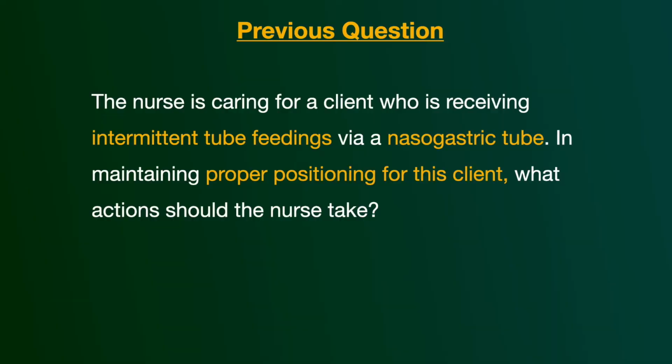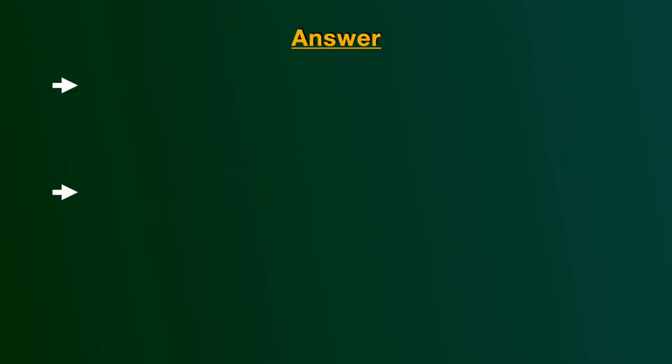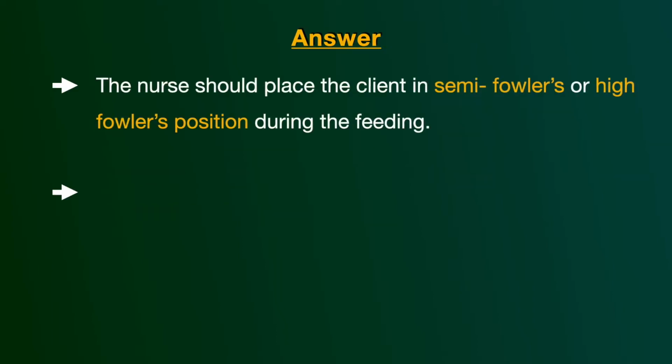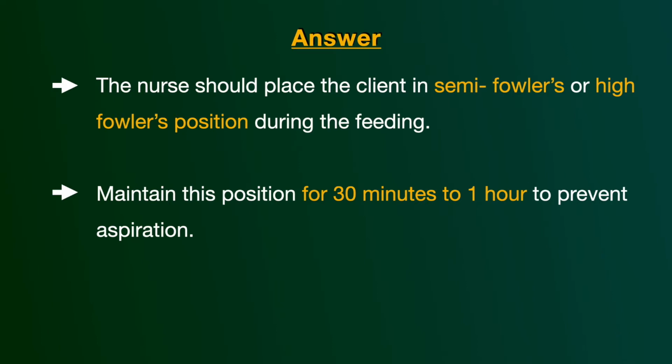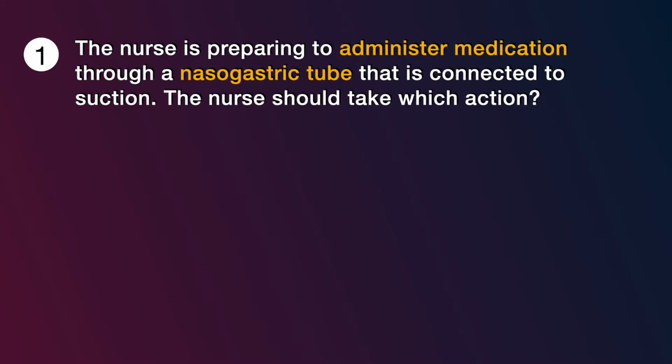So the question was, the nurse is caring for a client who is receiving intermittent tube feedings via a nasogastric tube. In maintaining proper positioning for this client, what action should the nurse take? The answer is, the nurse should place the client in semi-Fowler's or high Fowler's position during the feeding. Maintain this position for 30 minutes to 1 hour to prevent aspiration. Now we will discuss patient care with tube.